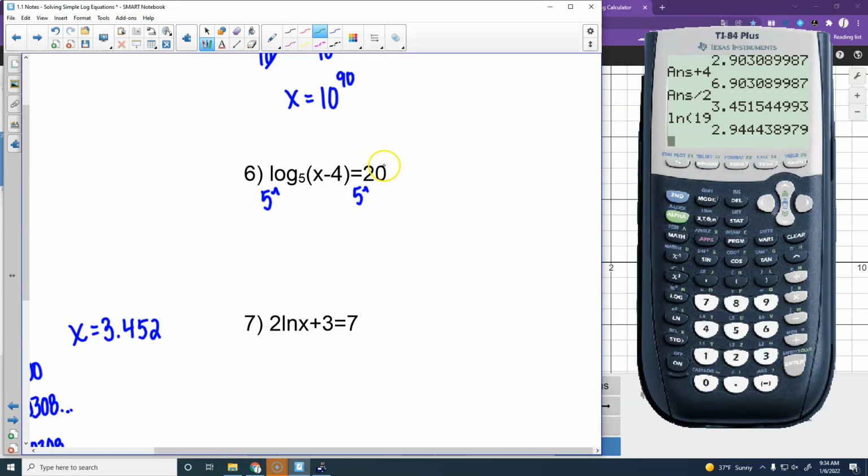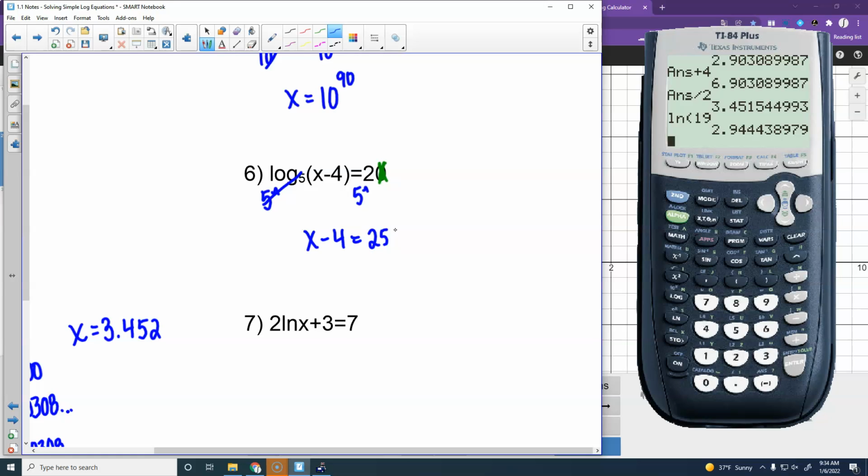For the sake of not having to have a gigantic number again, mark out that 0 and let's just make it 2. Because otherwise, we're going to get a giant number that I don't want to deal with. That's just because I didn't make the best practice problems here. So 5 and log base 5 cancel out. We're just left with x minus 4 over here. 5 to the second would be 25.